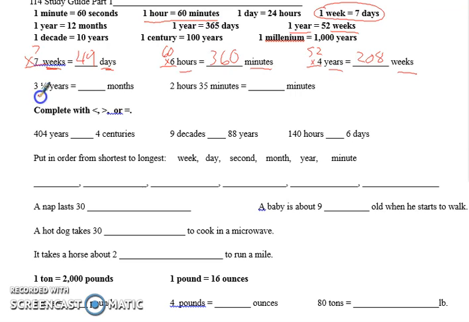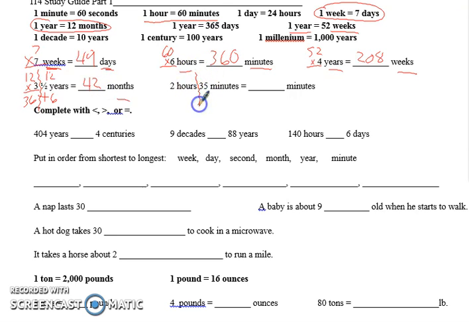Okay, same kind of problem. I'm changing years to months, so here's my fact. I'm going to split this up, and I'm going to change my 3 years first. So 3 times 12 gets me to 36. Over here I have half of a year, which is half of 12 months. Half of 12 is 6. And I just add them together. 36 plus 6 gets me to 42.